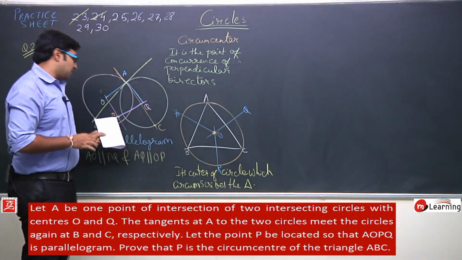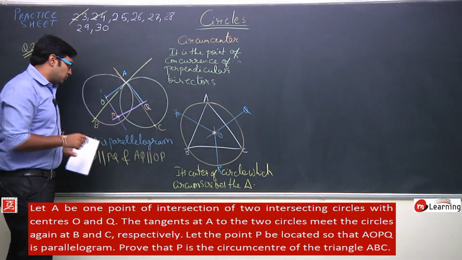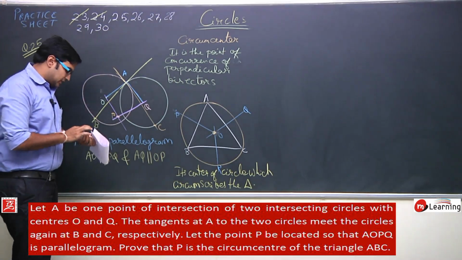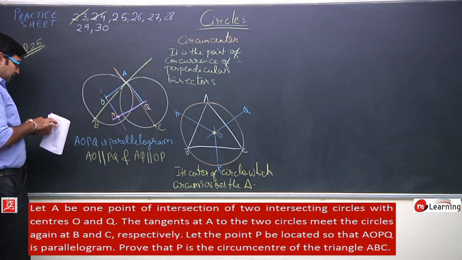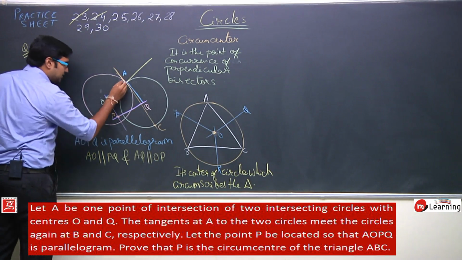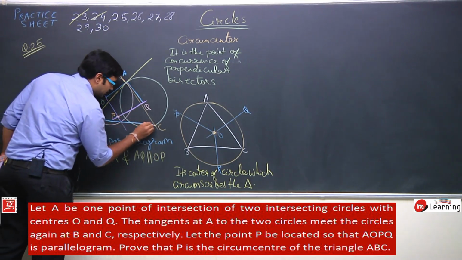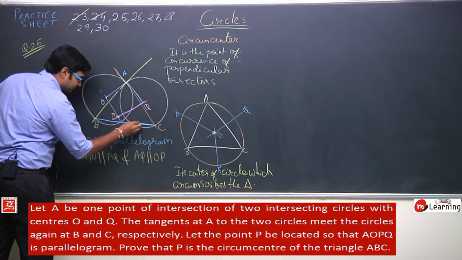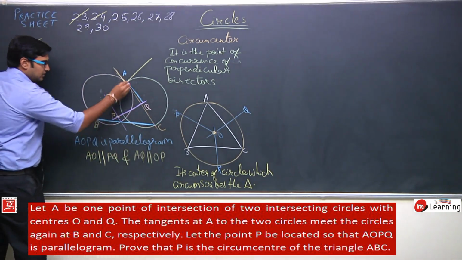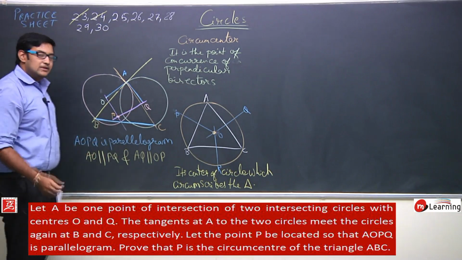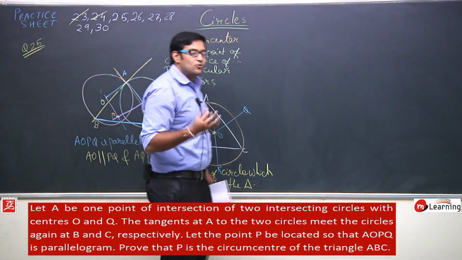Now coming back to this question, if I want to prove that this point P is basically the circumcenter of triangle ABC, this AB, and if you join this with point C, this is ABC triangle, then what exactly do you need to prove?